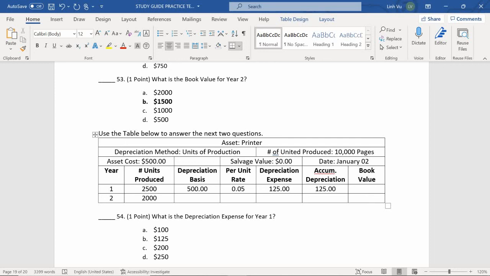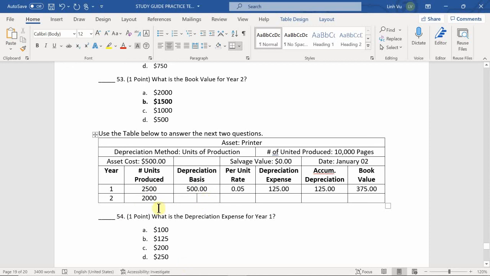No. What's my asset cost? 2,500. No? My asset cost. The asset cost, what is the asset cost? Oh, 500, sorry. 500 minus 125. Mm-hmm. Minus 125, 375. Okay. Almost done.